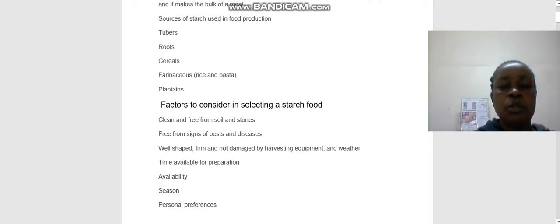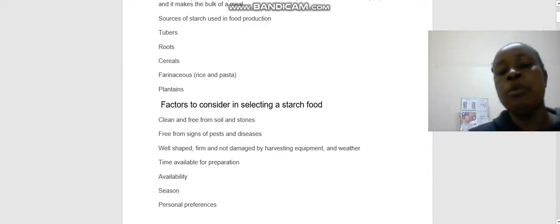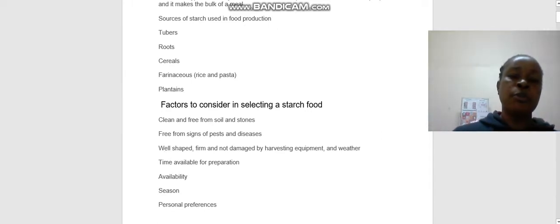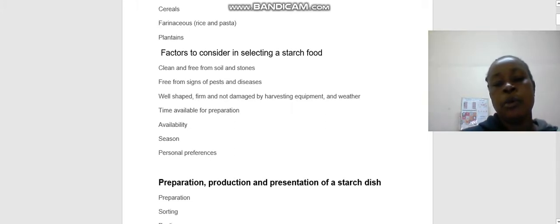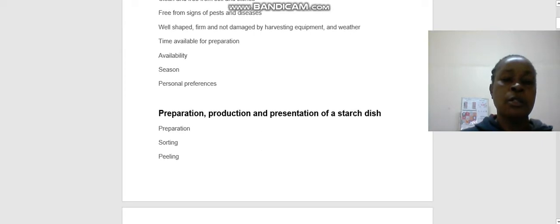Then the next thing we are going to talk about is the time available for preparation as a factor also to consider. Then the availability, that is, if it is available in the market or in your local supermarket or greengrocer. The next point you're going to consider is the season. That is, is it available in the season? Then the personal preference you are going to use to determine whether you are going to buy that starch or not.